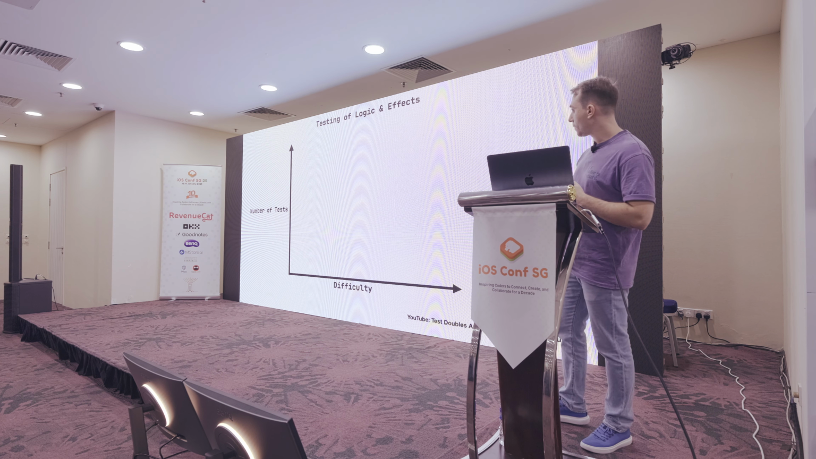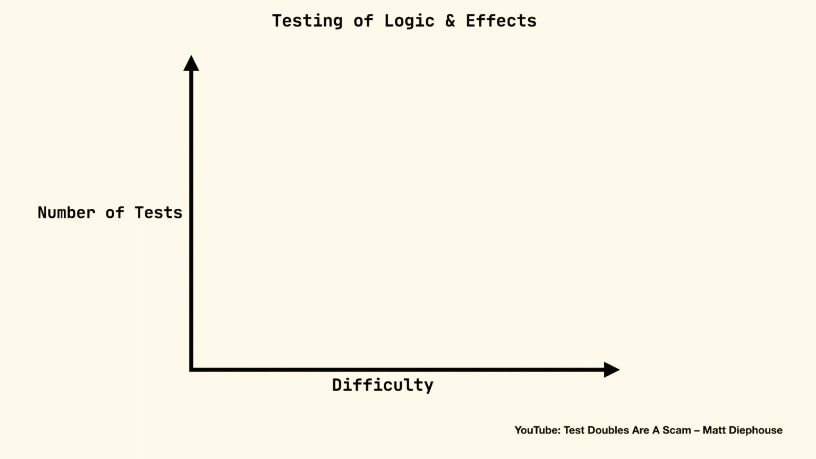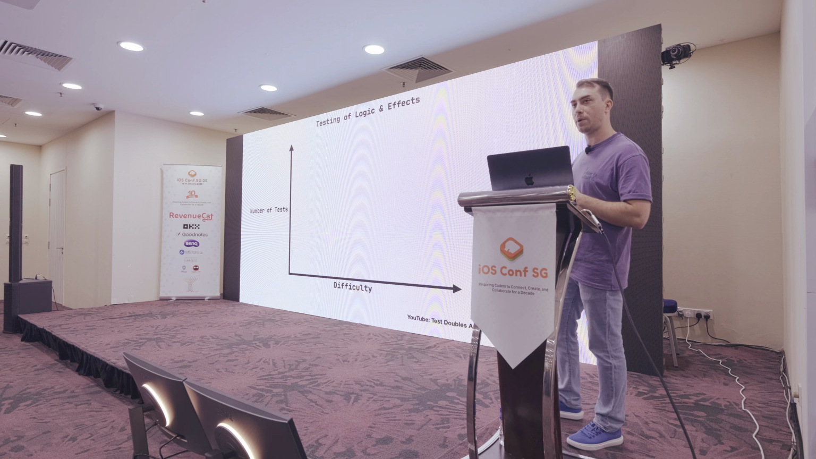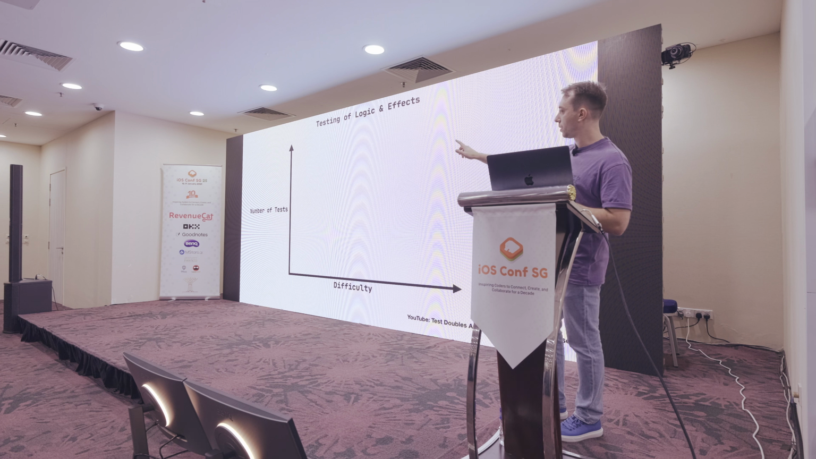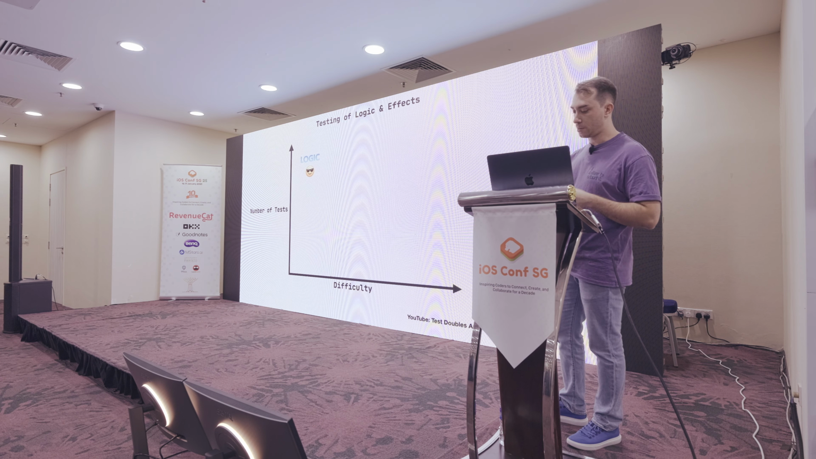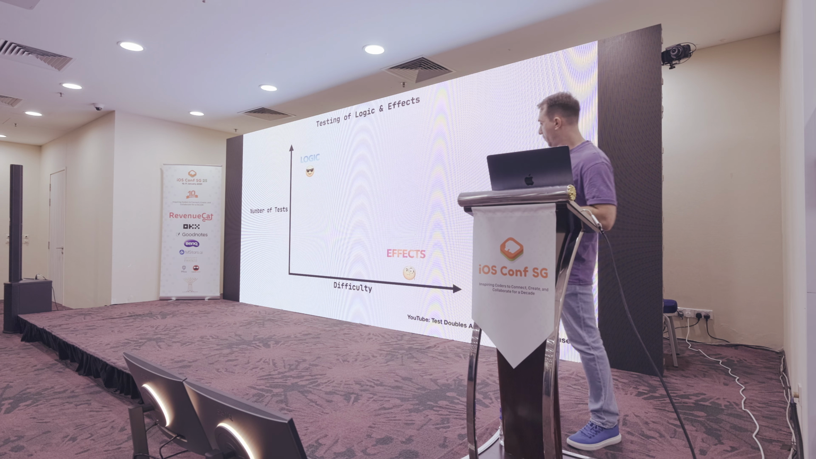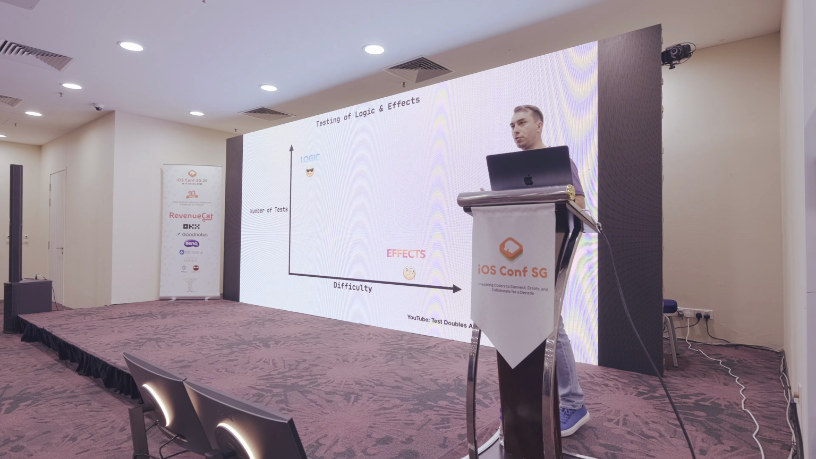And so here's a handy diagram that I conveniently nicked from my former colleague Matt's talk called Test Doubles Are a Scam. I highly recommend this talk. What this diagram shows is a number of unit tests and the difficulty of writing them. When we are testing pure logic, like we had with those extracted functions, we tend to have many incredibly simple input-output tests, and we can get full test coverage. When we test effects, we tend to have a small number of complicated end-to-end integration tests.